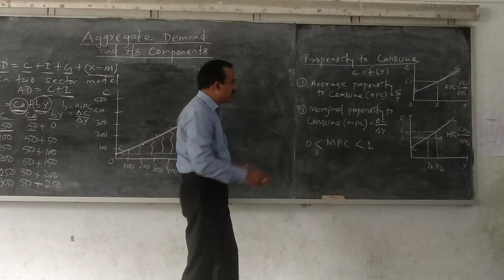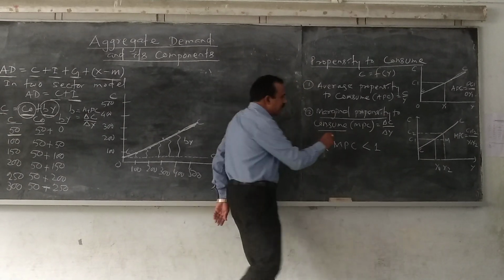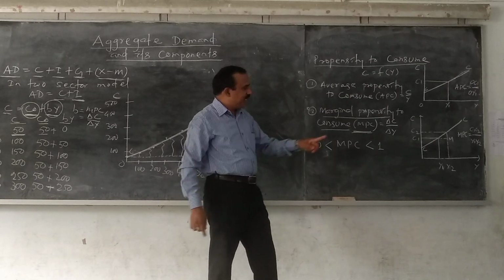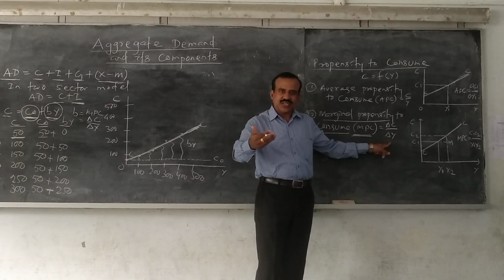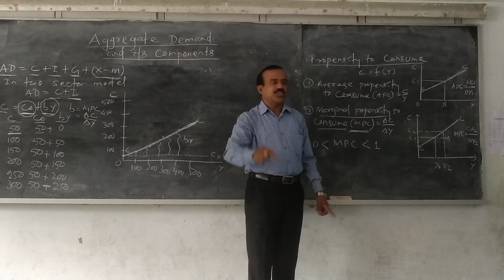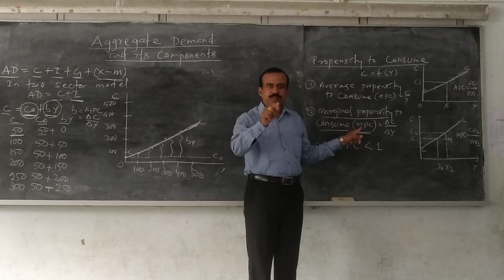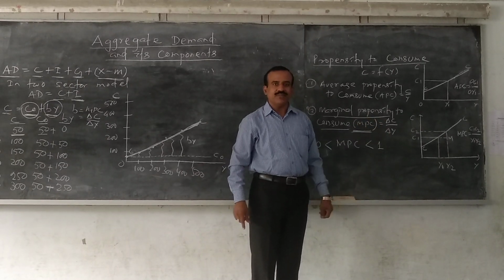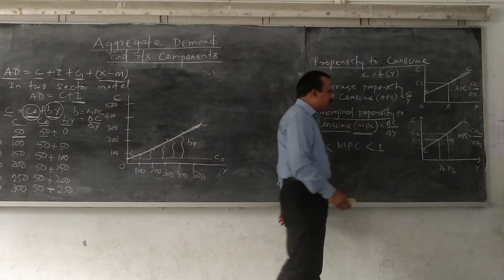The second concept is marginal propensity to consume. It is called MPC. It is the ratio between change in consumption and change in income. When income changes, consumption changes. So the ratio between change in consumption and change in income is called marginal propensity to consume. In other words, MPC shows the rate at which consumption changes with the change in income. It is the slope of the consumption curve.